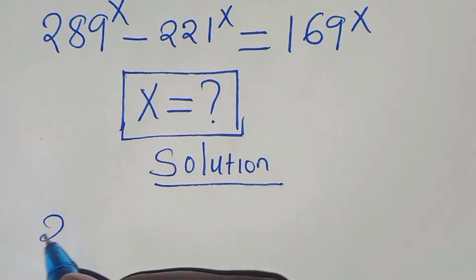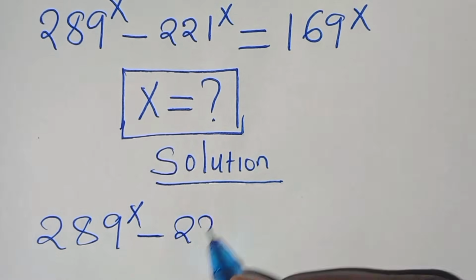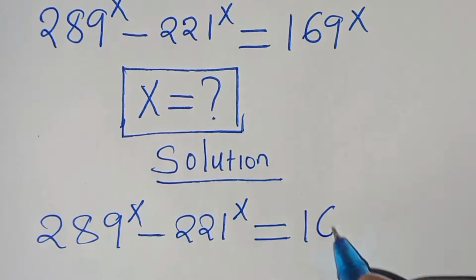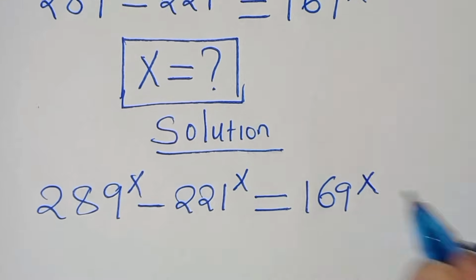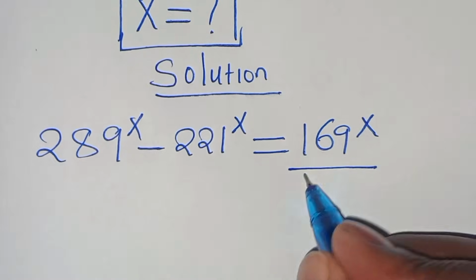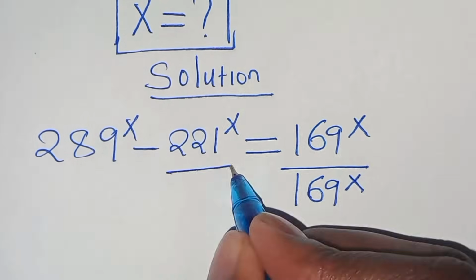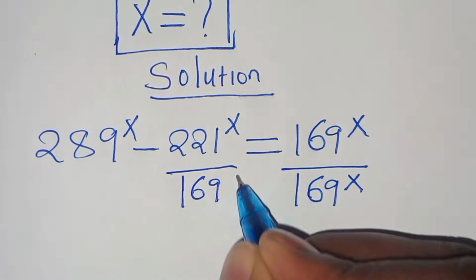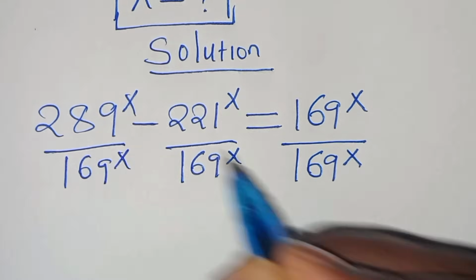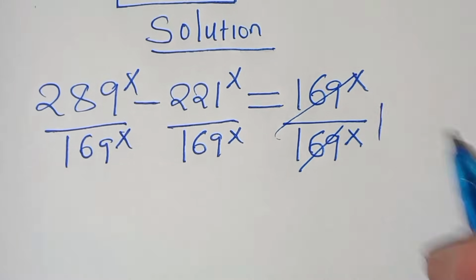So we have 289 raised to the power of x minus 221 raised to the power of x. This is equal to 169 raised to the power of x. The first step is to divide everything here by 169 to the power of x. So let's simplify here. So this is 1.